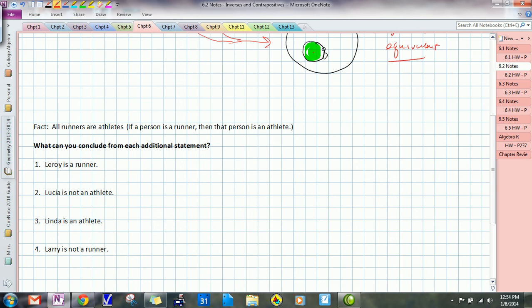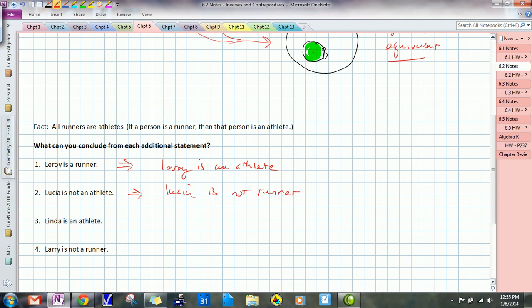So first of all, Leroy is a runner. So if Leroy is a runner, then the conclusion would be that Leroy is an athlete. Okay. The second statement is, Lucia is not an athlete. If Lucia is not an athlete, then that would imply that Lucia is not a runner.